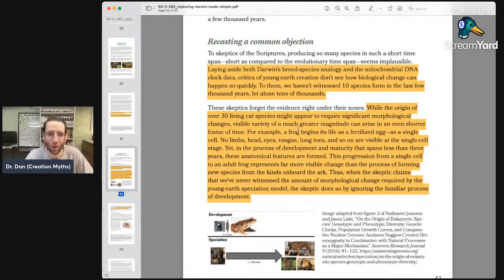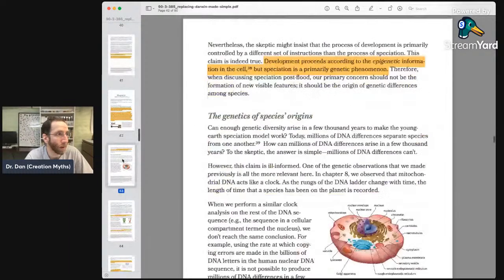Evolution and development are two separate processes. You can't say a frog zygote growing into an adult frog changes more than the ancestral cats to the extant cats. Therefore, the cat evolution could happen in the 500 years between the Ark and Middle Kingdom Egypt. You can't say that argument. That's really bad. And again, I'm astonished that an adult is making this argument. Development proceeds according to epigenetic. This is bananas.